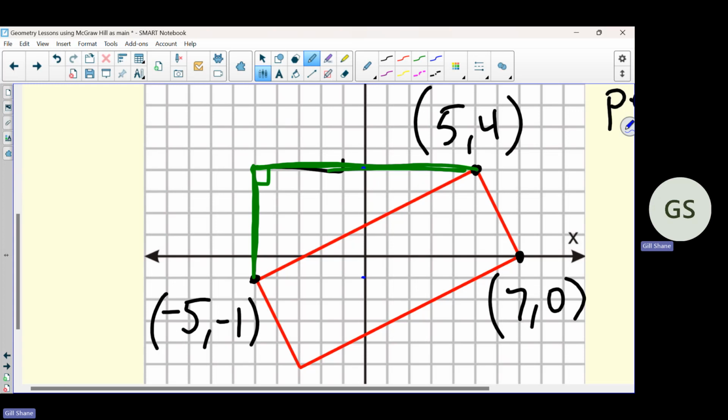No, that's area. I drew a little back. You guys, I can't see that well.